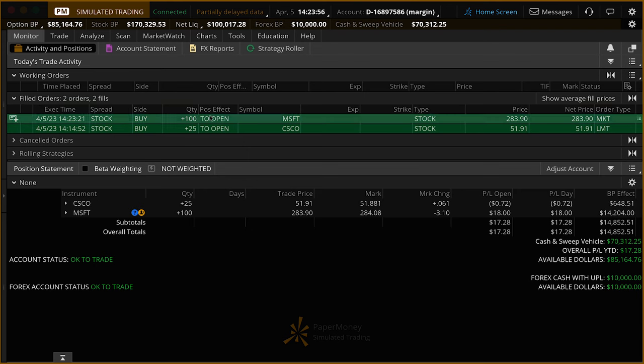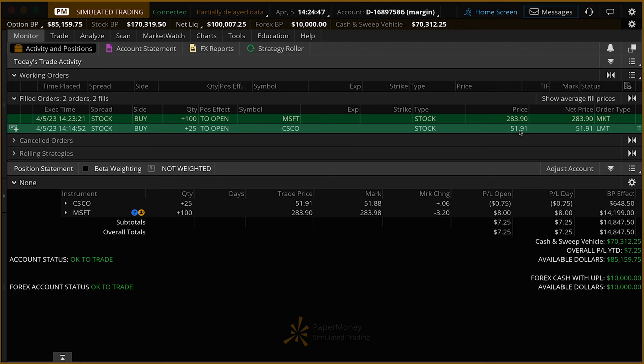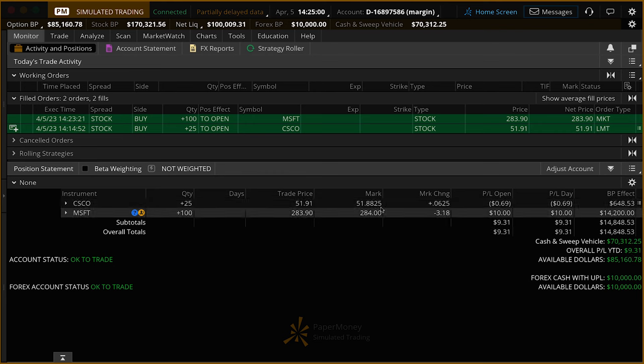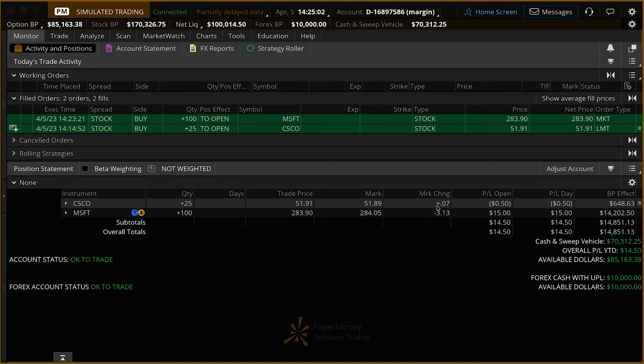And what we can see here is that when we bought Microsoft, our market order filled at $283.90. And the limit order for Cisco, that one filled at $51.91. Now that we've bought these stocks, they are called positions. And let's come down here to the position statement area. You'll notice we see Cisco, our quantity, our trade price of $51.91, and the mark price of $51.88. That's up 6.25 cents. Now it's 7 cents. And at the moment, we're down about 50 cents on that.